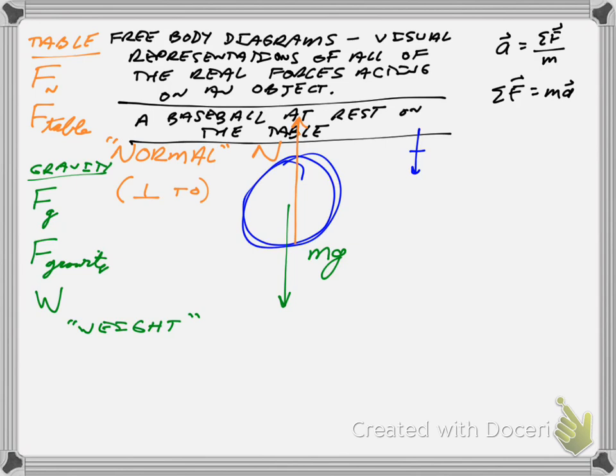But then once I choose that positive direction, I'm going to be consistent. And I'm going to write what I call an F net statement. In other words, I'm going to write that the sum of all forces acting, in this case, in the vertical direction. And then I'm going to list them.